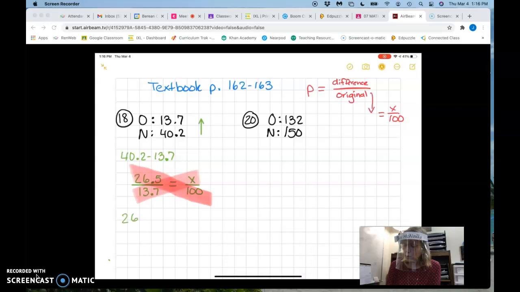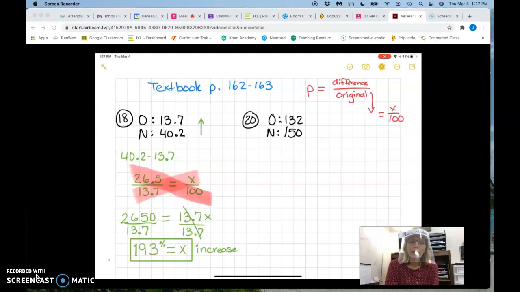What is 26.5 times 100? I think it's 2650. Yeah, that's what I got. Okay. And then I do what? Divide by 13.7 on both sides, and cross that out. Okay, so we got 193% increase on that one.